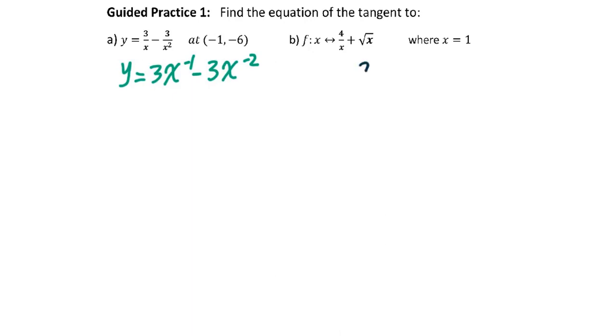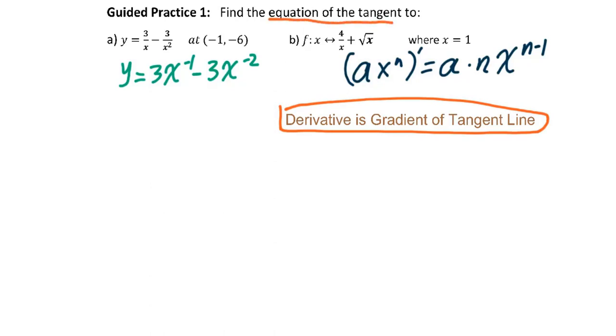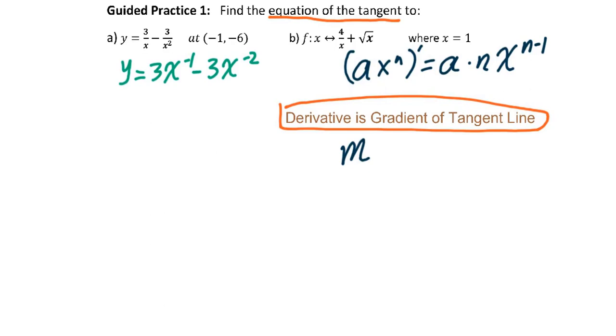And we know this is the power rule of a derivative. Coefficients stay, drop down the exponents, then x to the n minus 1 power. Also remember this concept: derivative is the gradient of a tangent line. Since we are looking for the equation of a tangent line, you have to figure out the slope of a tangent line, which means derivative.